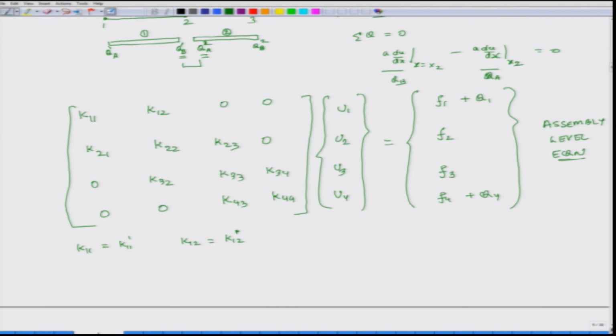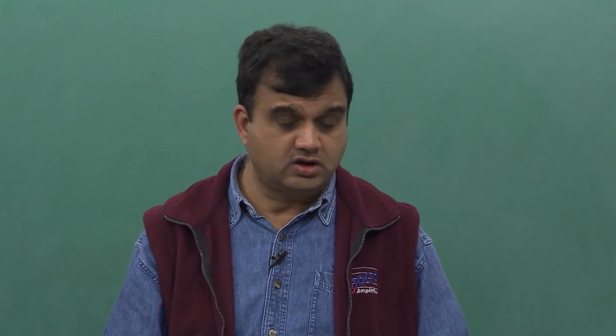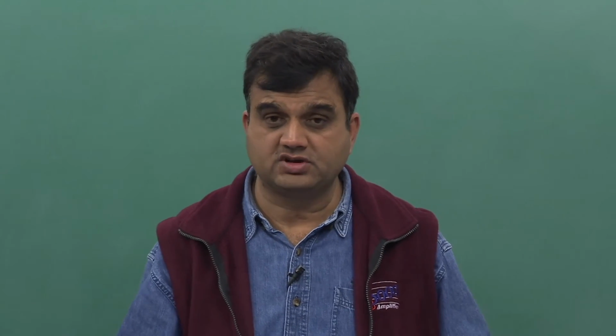If there is an end load, suppose there is an end load here, then the value of this Q4 will be that number. But suppose there is something in between, that is something we will discuss later. Okay. So this completes our discussion for the overall assembly process.